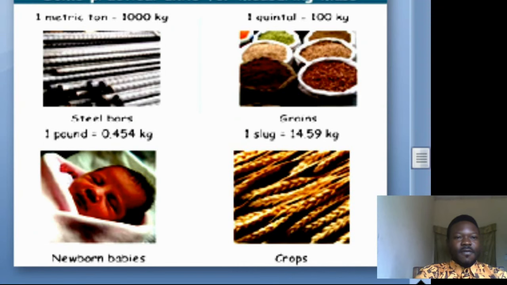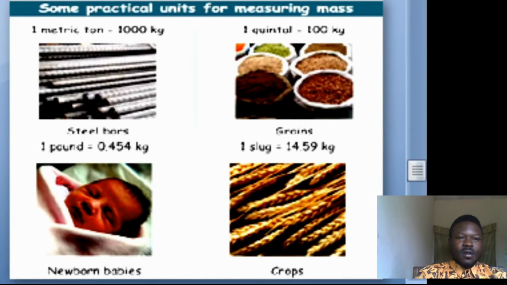So we have the tonne, a unit of mass. These are some practical units for measuring mass. You have the quintal, that is 100 kilogram. We have the slug, which simply means 14.59 kilogram. 1 pound simply means 0.454 kilogram, for example for a newborn baby. Tonne, you can use it for bars of iron or steel, where 1 tonne means 1,000 kilogram in SI unit.